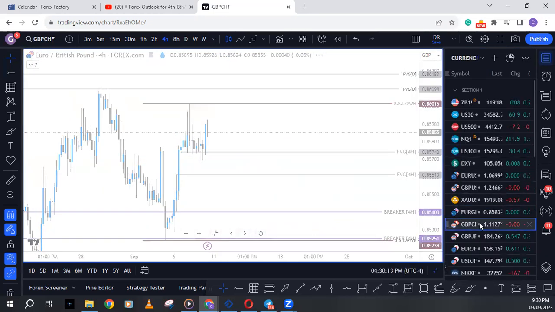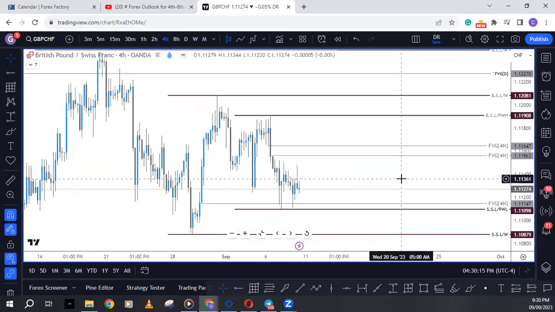So the next pair we are going to be looking at is GBPCHF. This pair is just basically in a range. It's not going anywhere for now.